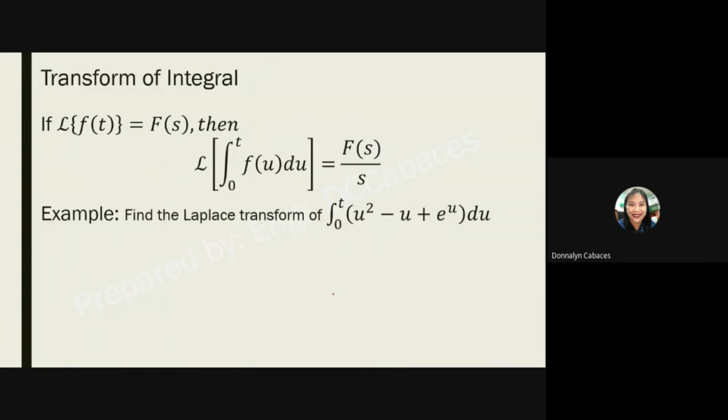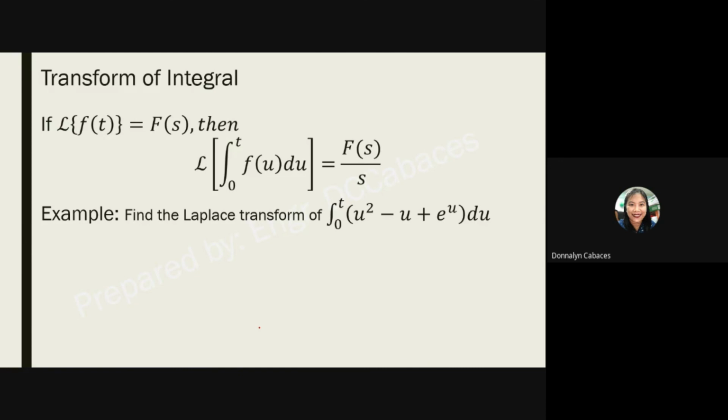Now, the last property is the transform of integral. If the Laplace of f of t is equal to F of s, then the Laplace of the integral of f of u du evaluated from 0 to t would be equal to F of s over s. Okay, so transform of integral.